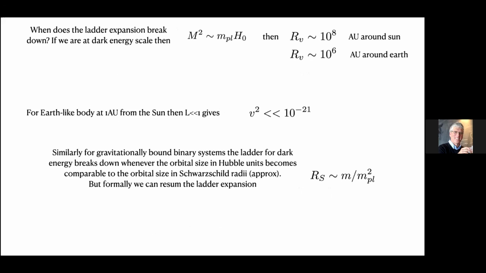As a rough rule of thumb, for gravitationally bound binary systems, the ladder for dark energy breaks down whenever the orbital size in Hubble units becomes comparable to the orbital size in Schwarzschild radii, approximately.